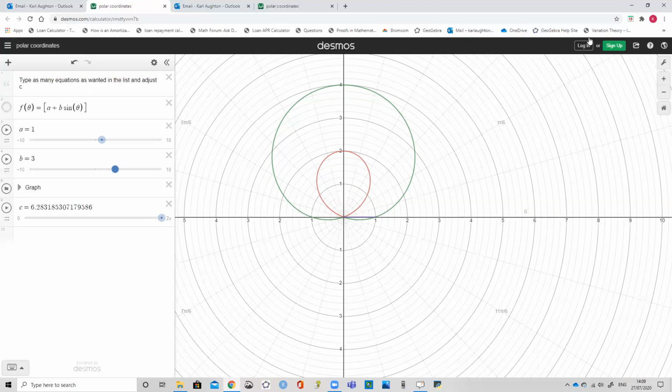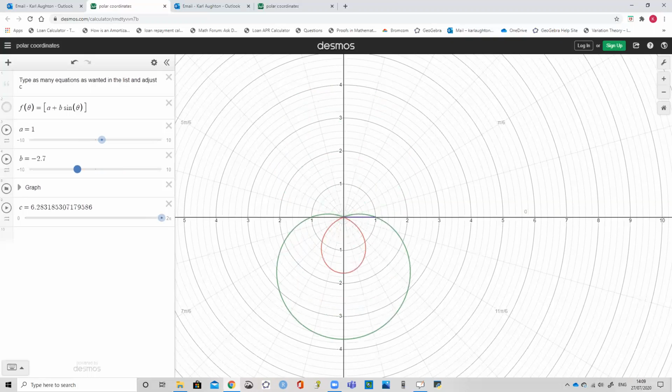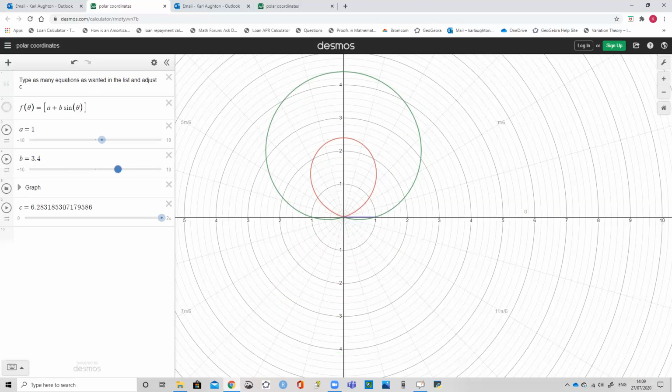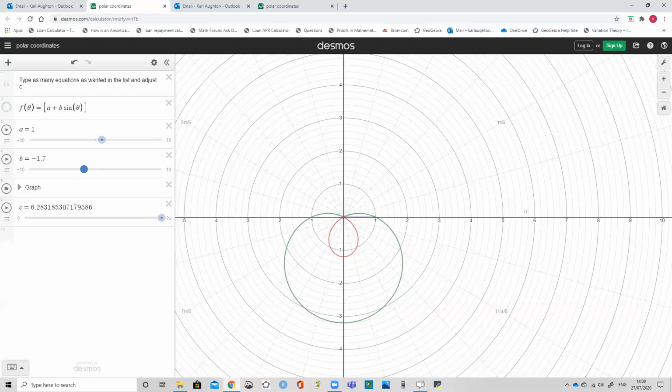If I make it a minus 3 sine theta, so this is now 1 minus 3 sine theta, it's still an inner loop limacon, but it opens down this time. So if it's a plus sign, it opens upwards. If it's a negative sign, it opens downwards.